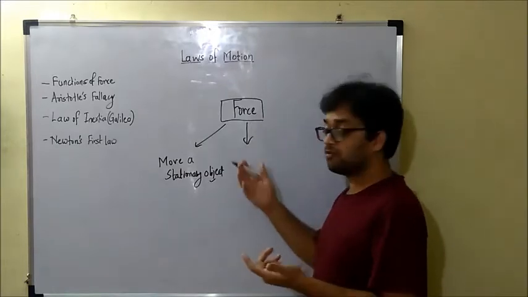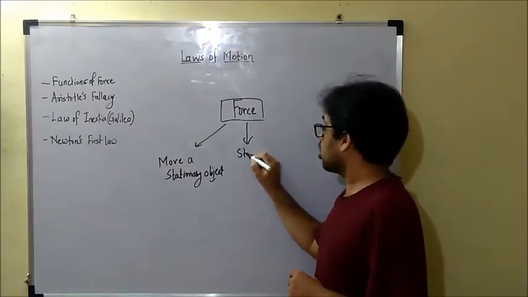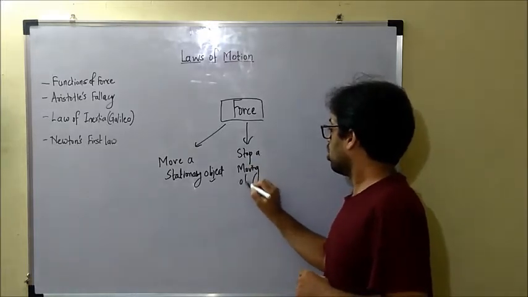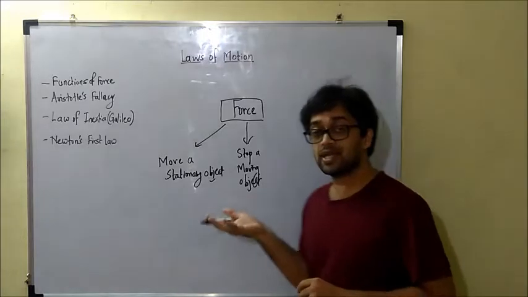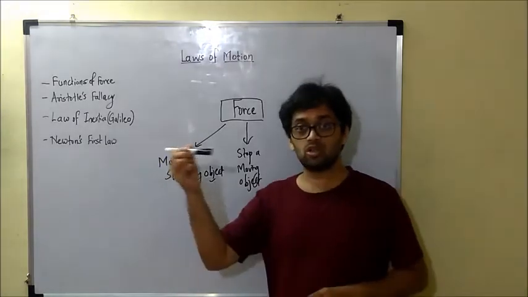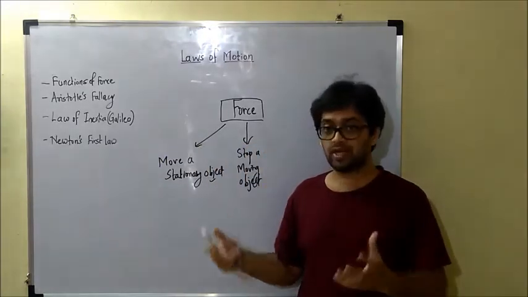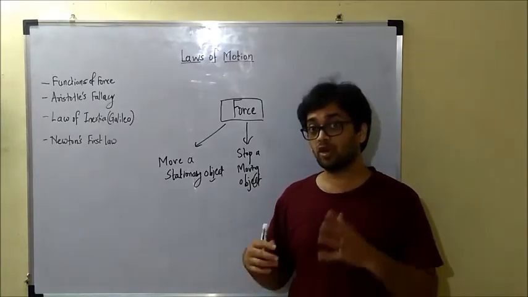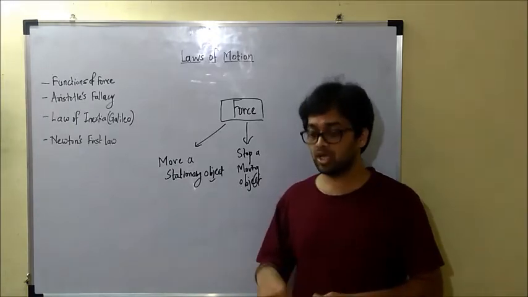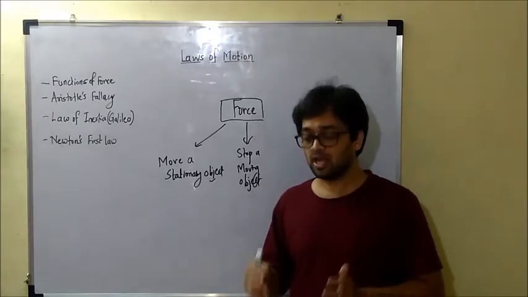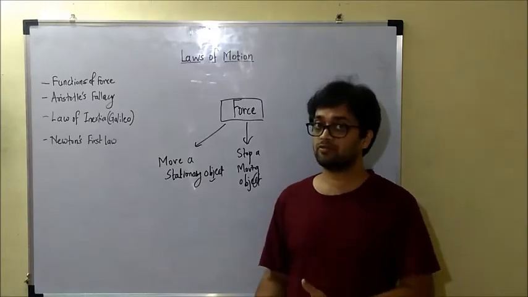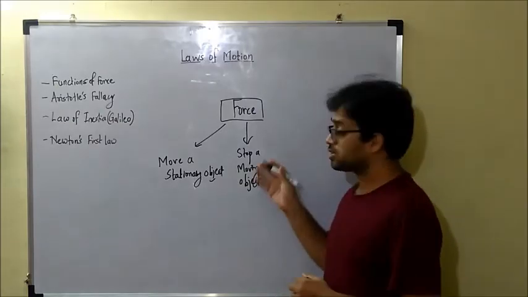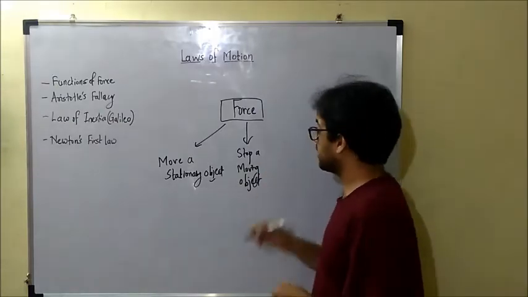The second job that the force can do is it can stop a moving object. If an object is already moving, you take some box, put it on the floor and kick it. It will start moving. Now if your friend wants to stop that box from motion, he has to put his leg in between and stop it. So his leg will apply that force when that box or that ball is moving on the floor. So force can stop a moving object. That is the second job it can do.